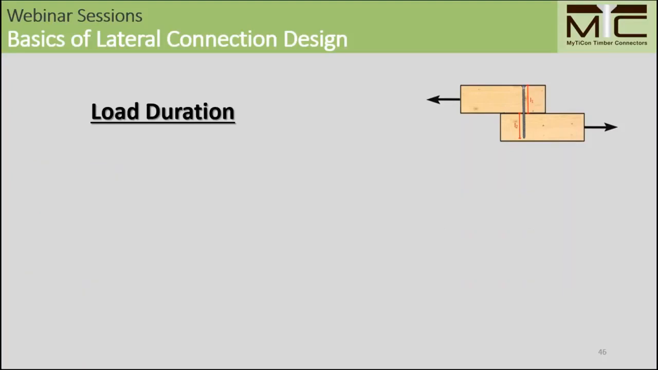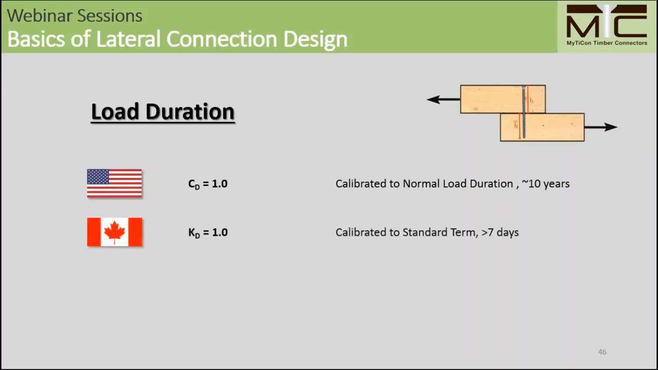Another very important factor is the load duration, whereas the NDS is calibrated to a normal load duration with a CD of 1.0, which is approximated to 10 years. The CSA O86 uses a KD of 1.0 for standard term loading, which is defined as larger than 7 days. So 7 days and 10 years, this is quite a big difference. And this also explains why we can use such a high short-term loading factor in the US, which is 1.6 for our calculations. And the CSA O86 only allows a 15% increase for short-term loading.